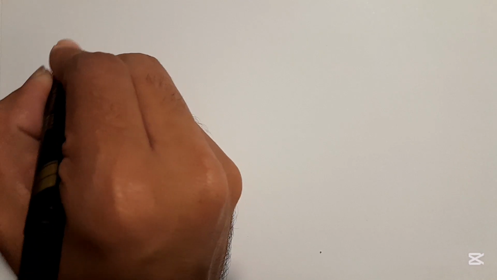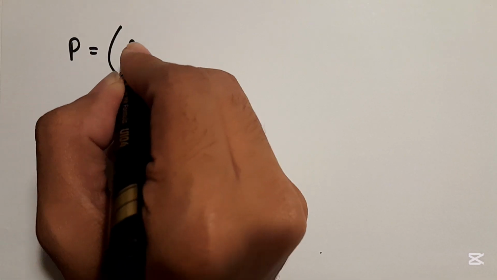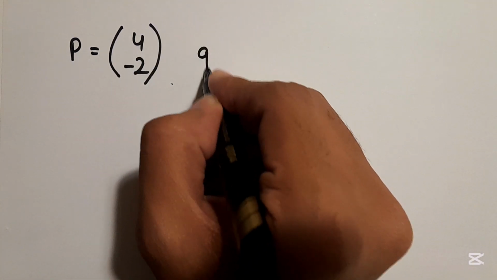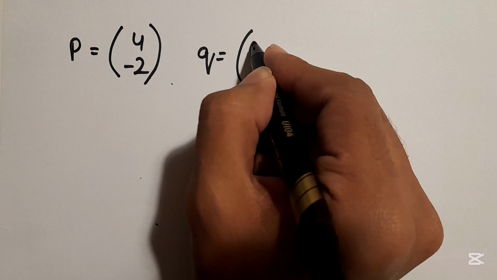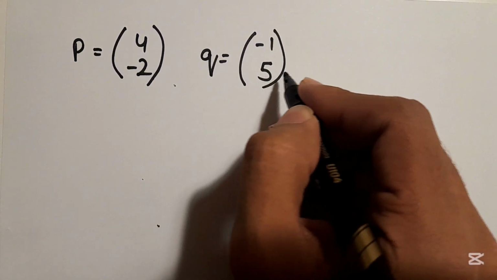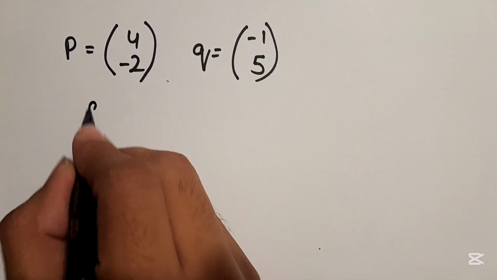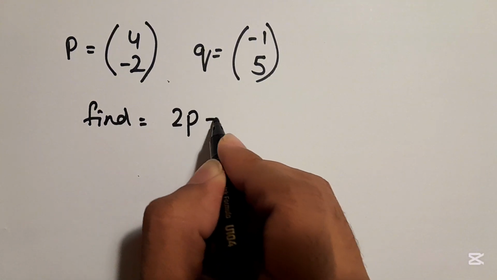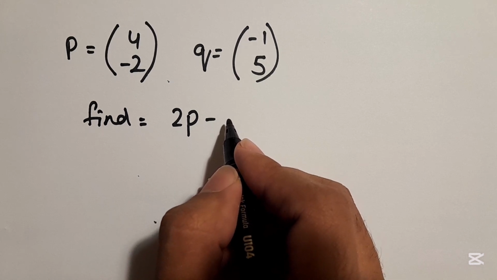Alright guys, let's do one of the real exam questions that have already appeared in the maths IGCSE papers. The first one is: if we have p which is (4, -2), and q which is (-1, 5), the question is find 2p minus q.